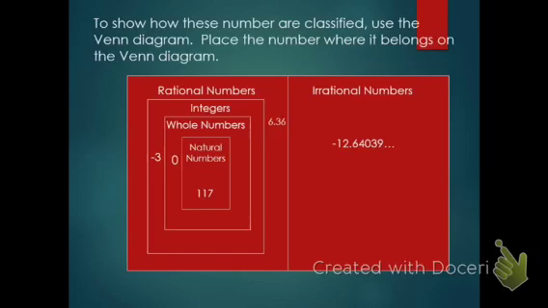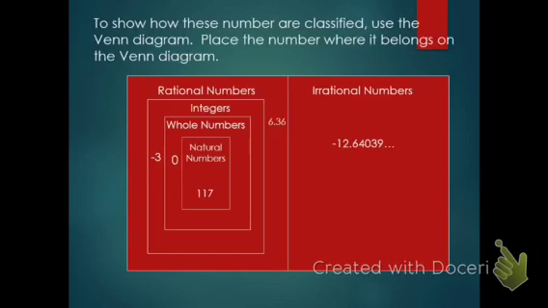Because that subset is inside a whole number, then it's considered a whole number. Because the subset of whole numbers is inside the integers, then that's also considered an integer. And because the subset of integers is inside the rational number, then it's considered a rational number as well. So to summarize, the number 117 is a natural number, whole number, integer, and a rational number.